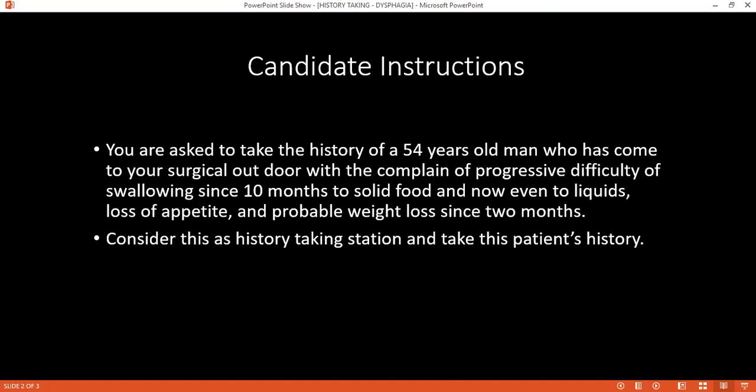A 54-year-old man complains of progressive difficulty in swallowing for 10 months. It initially started with solid food, and now he has pain while taking liquids as well. He also noticed 5 pounds of weight loss in the last 2 months, and the appetite is also decreased. The past surgical and medical history is significant. He's been taking medication for that, and he's a non-smoker and a social drinker. So on the basis of the history, my provisional diagnosis is esophageal carcinoma.